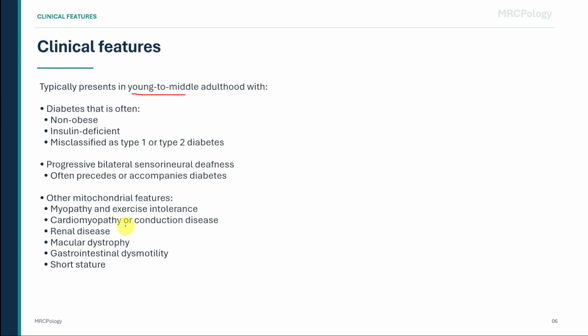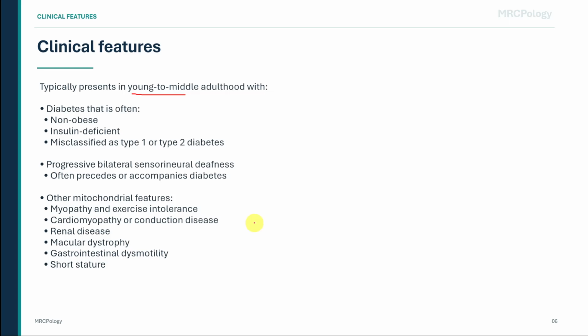Ocular involvement may produce macular dystrophy. Gastrointestinal involvement may cause dysmotility, and some patients have short stature. Not every patient will have all these features. The variable presentation reflects heteroplasmy and the different mutant load within different tissues.